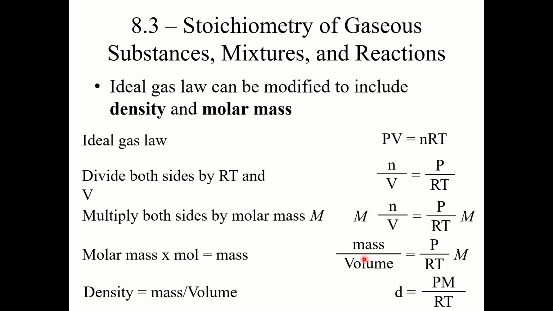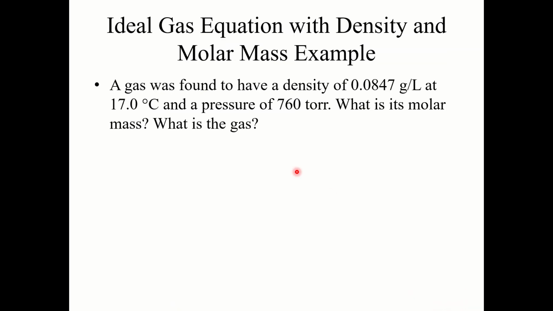And what is mass over volume? It is density. It's important to note here, this density needs to be in grams per liter. So we can modify this equation to give us density equals pressure times molar mass divided by R times T. So let's look at an example of how we would use this type of equation. A gas was found to have a density of 0.0847 grams per liter at 17 degrees Celsius and a pressure of 760 torr. What is its molar mass and what is the gas?